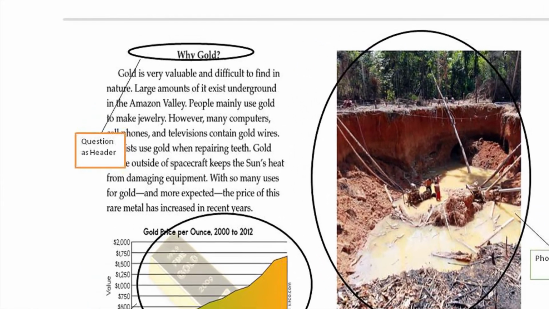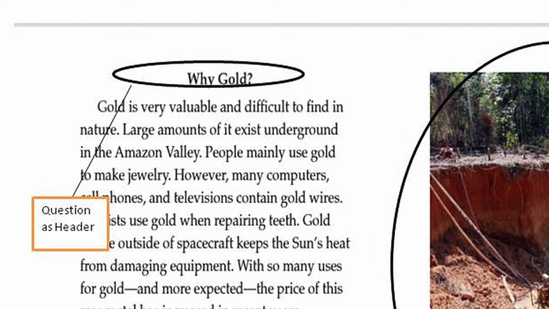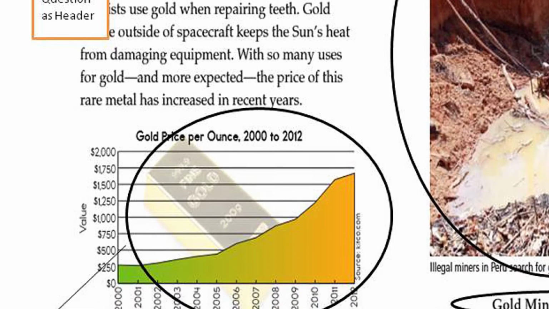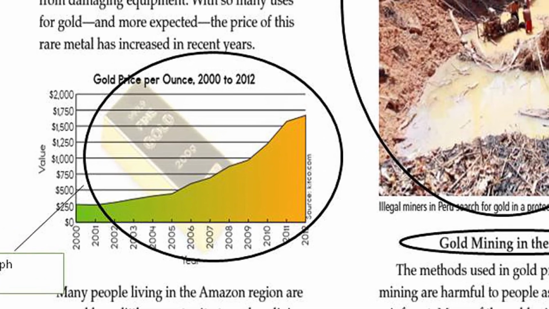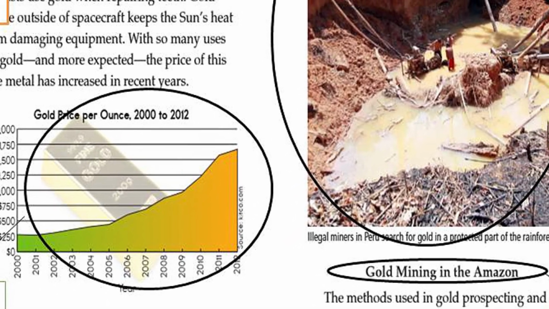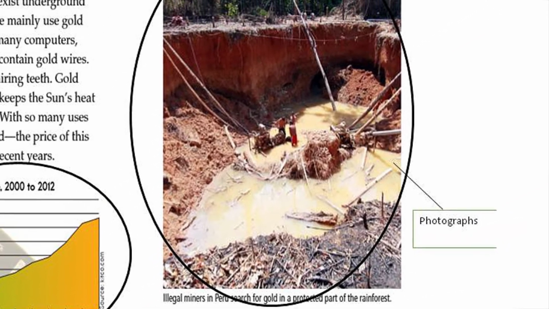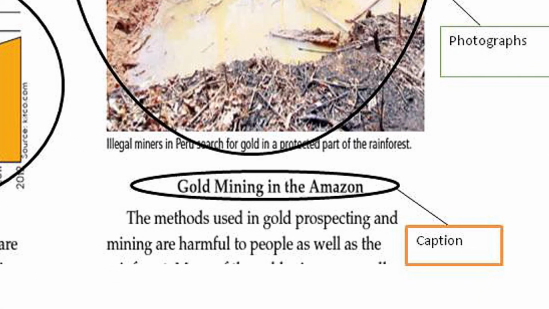In this book, you can see that we have a header, but our header is in the form of a question. We also have a graph. But if we look even closer, we see that there are other features. What are these other features? We see that there are pictures or photographs, and we also see that there is a caption. So then, boys and girls, what type of book is this? Is this fiction or non-fiction?